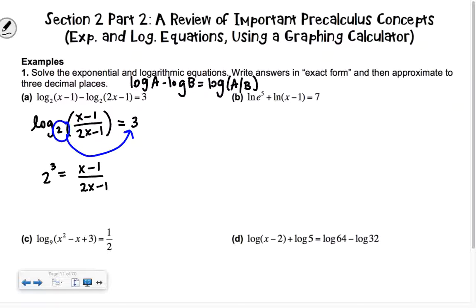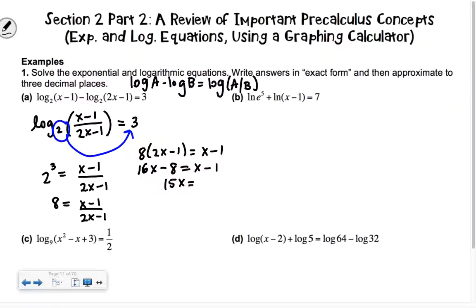All right, so 2 cubed is 8. So I have 8 equals x minus 1 over 2x minus 1. And I'm going to multiply the 2x minus 1 to the other side. So we have 16x minus 8 equals x minus 1. So 15x is equal to 7. So x equals 7 over 15.